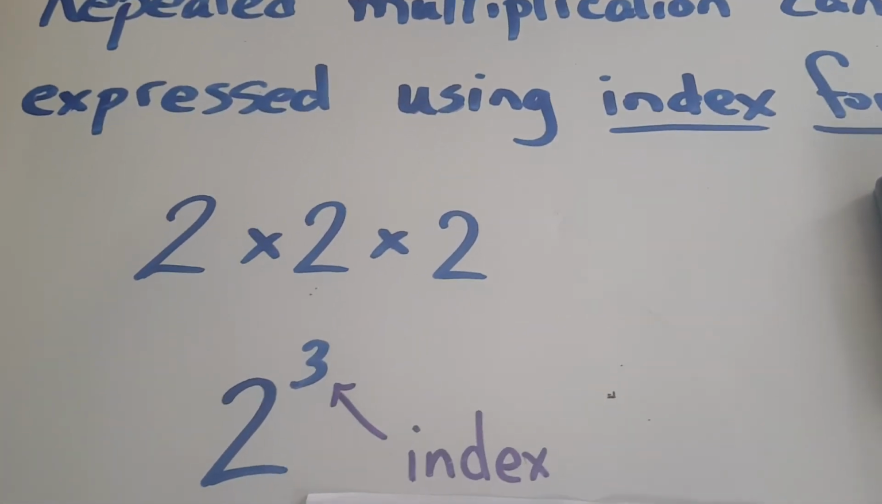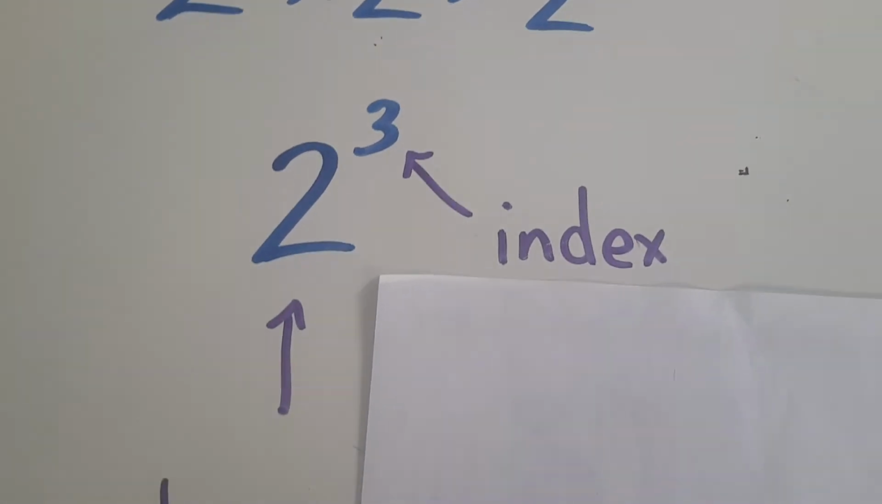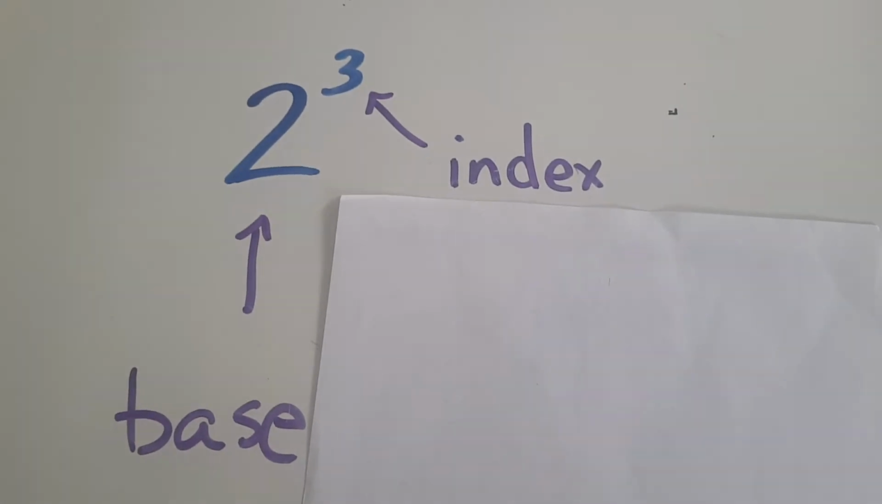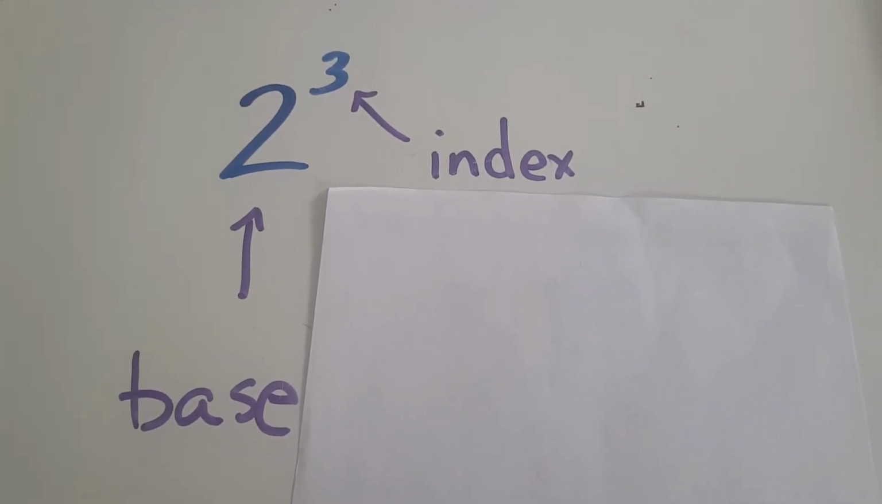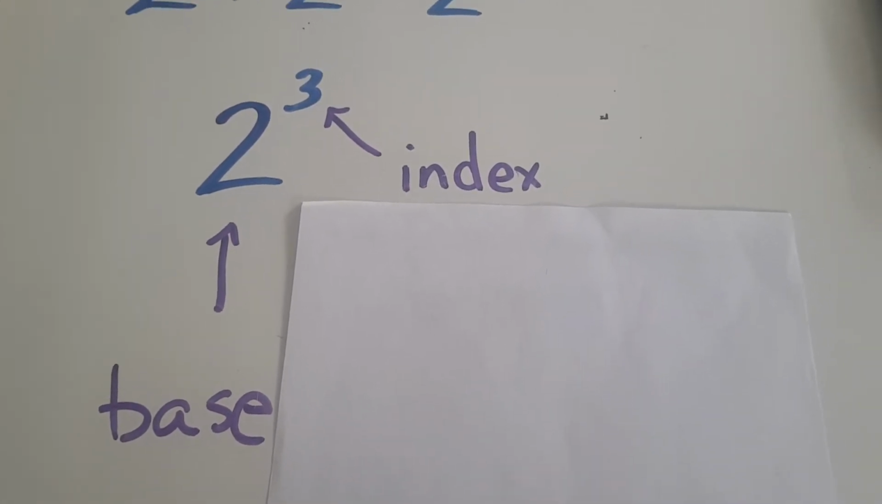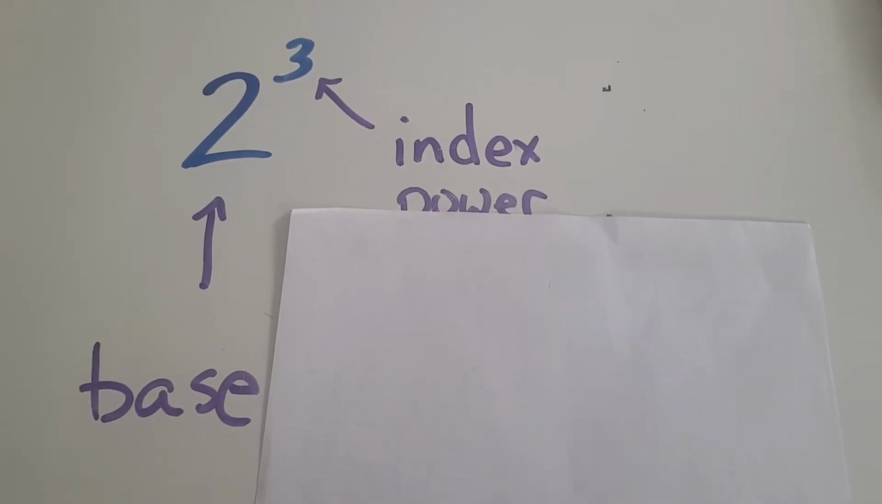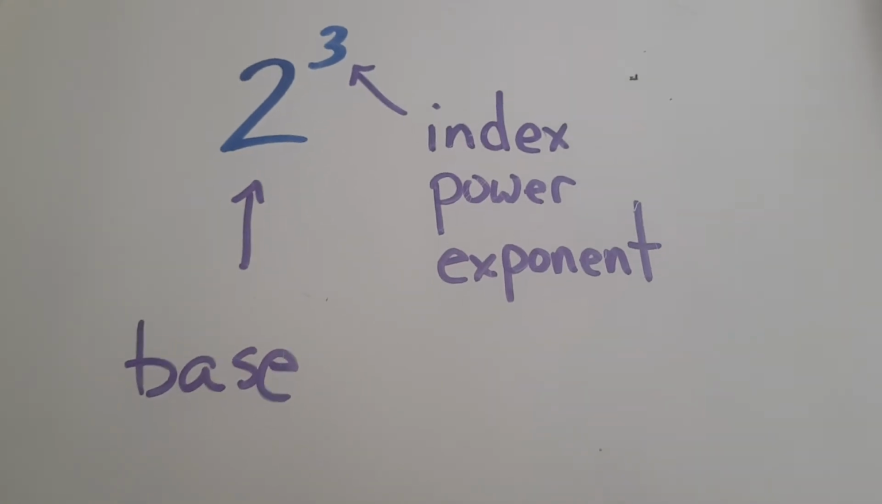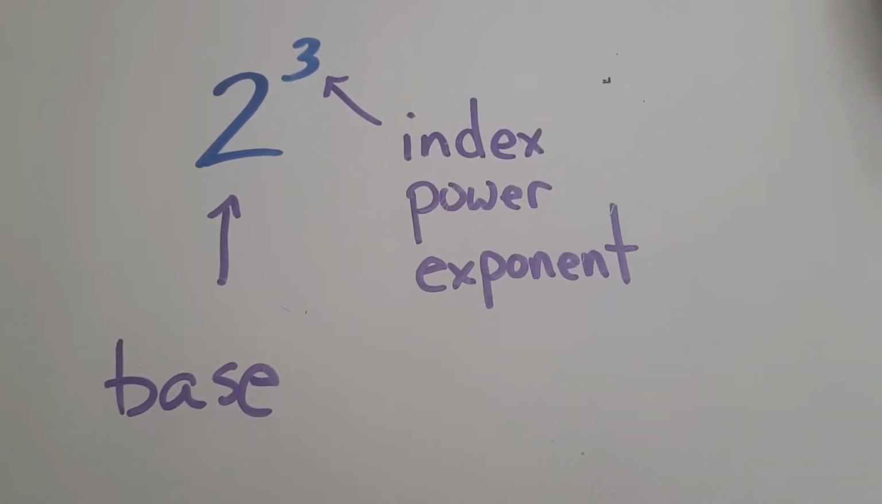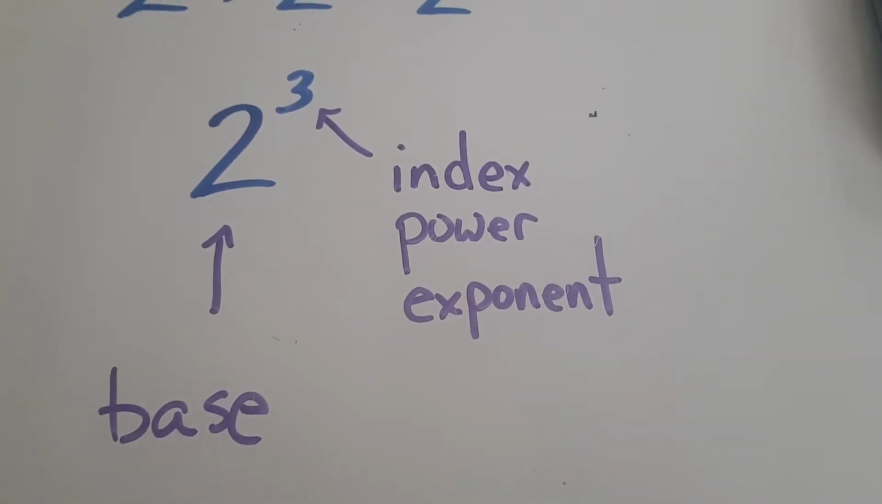We've got a number that's repeatedly multiplied, that's our base, and the number telling us how many times to multiply the number 2 by itself is the index. Now that index is also known as a power or an exponent. So you should be comfortable using any of those words to describe the index.